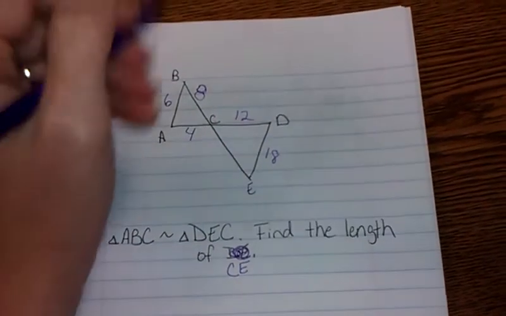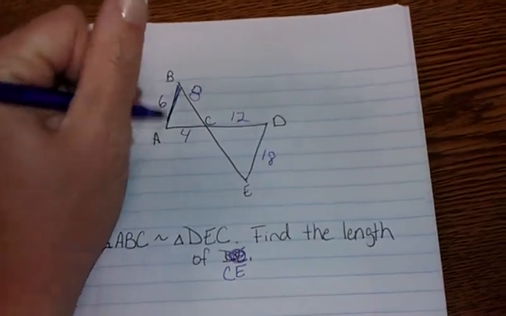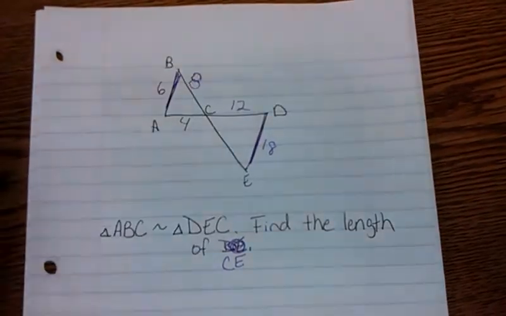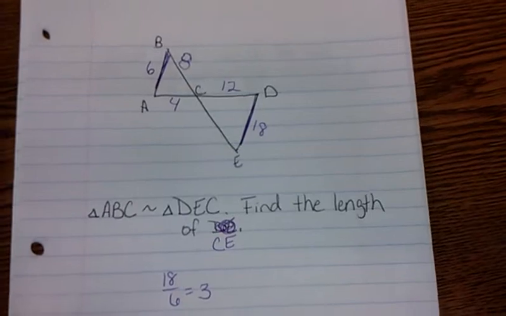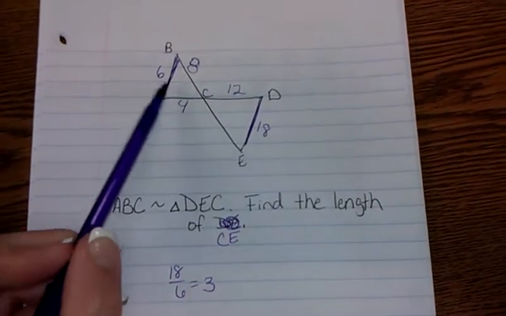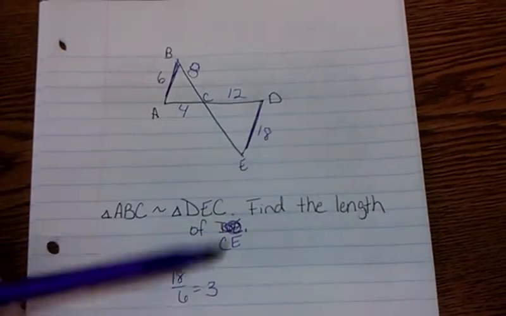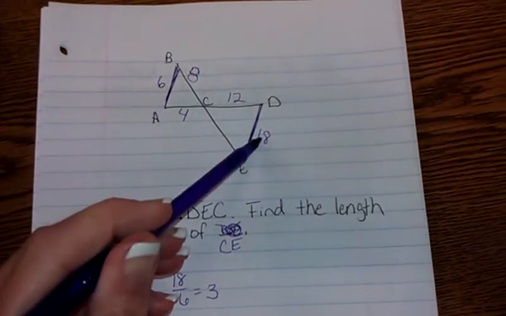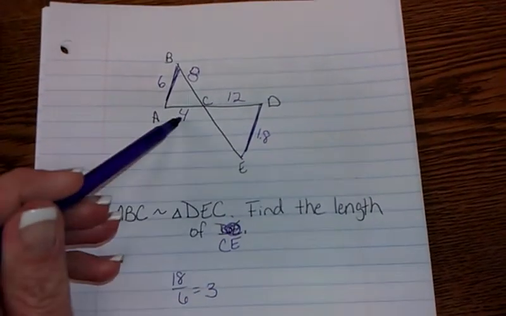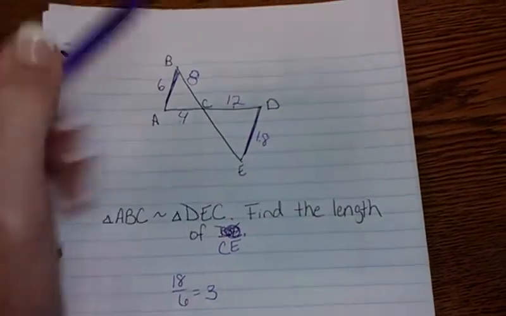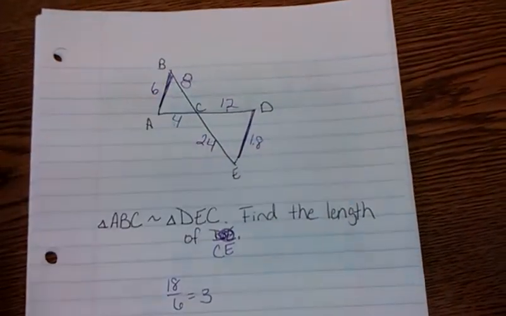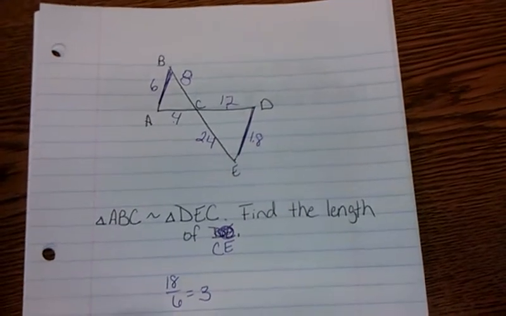Okay, on this one, I've got AB matches up with DE. So if I take 18 divided by 6, I get 3. Here's my scale factor. So if I take 3 times 6, I get 18. If I take 3 times 4, I get 12. If I take 3 times 8, that means my missing side for CE is 24.